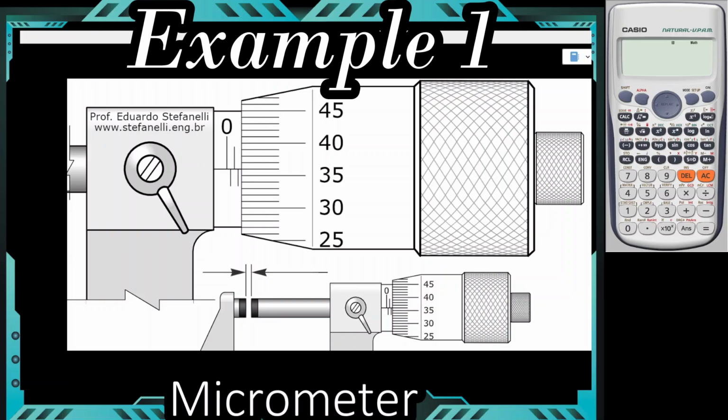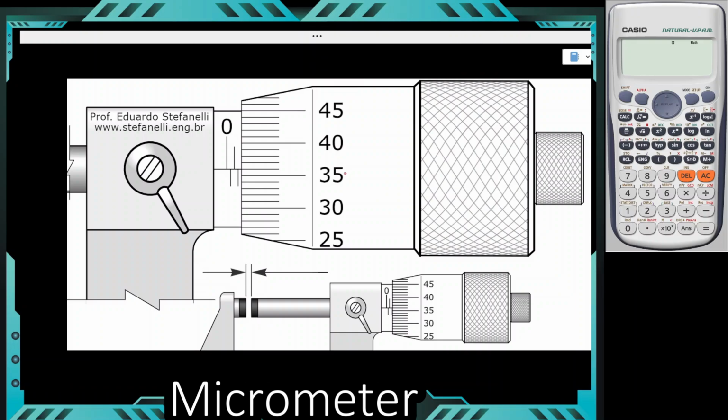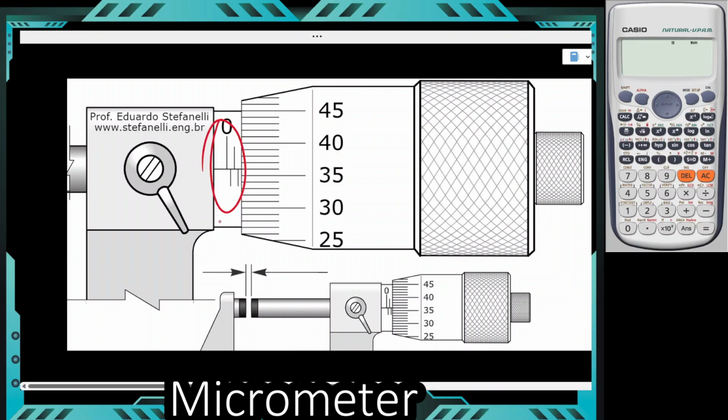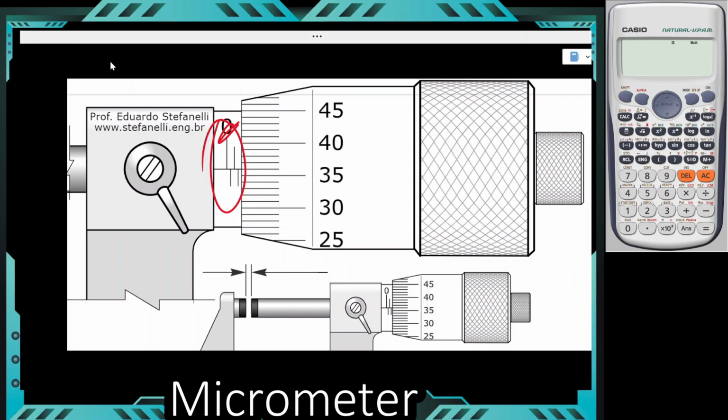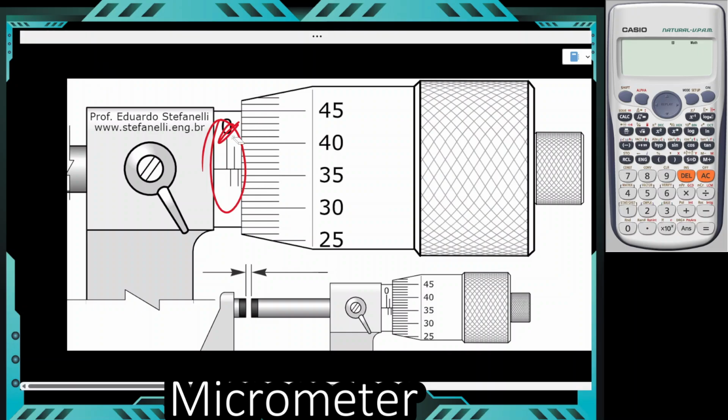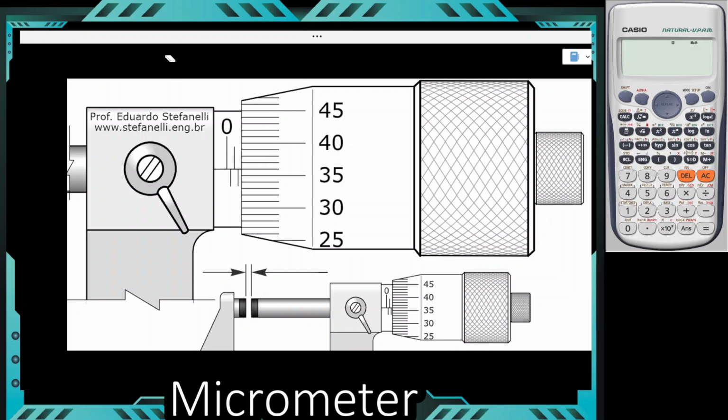So the question they ask you is, what is the reading shown on the micrometer? The very first step is you have to check the main scale. This is your main scale. So we see how many millimeters are covered on the main scale. This main scale is in millimeters. So how many millimeters are covered on the main scale?